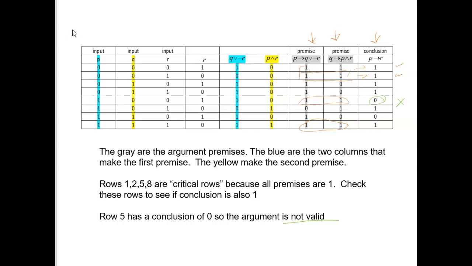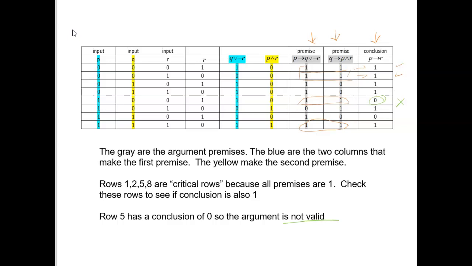I believe it's correct. But you make a truth table, and then the way you tell if the argument is valid, you have a column for each premise. Wherever all of those premises are a 1, or wherever they all AND to become a 1, you better make sure your conclusion is also a 1. If it's not, you have an invalid argument. So that is the process for using the truth table to determine the validity of an argument.